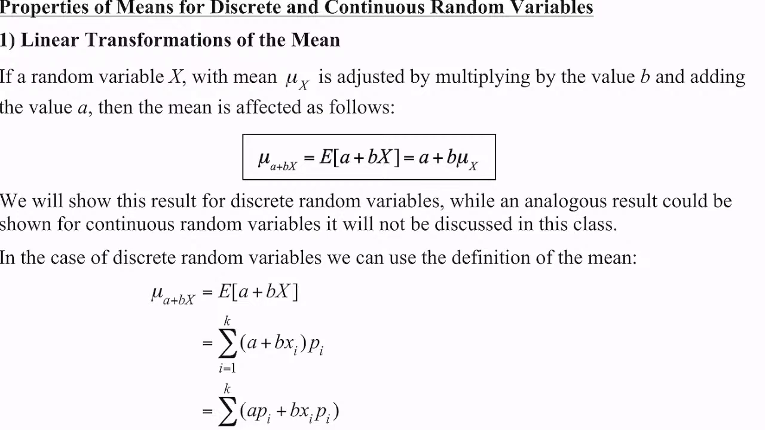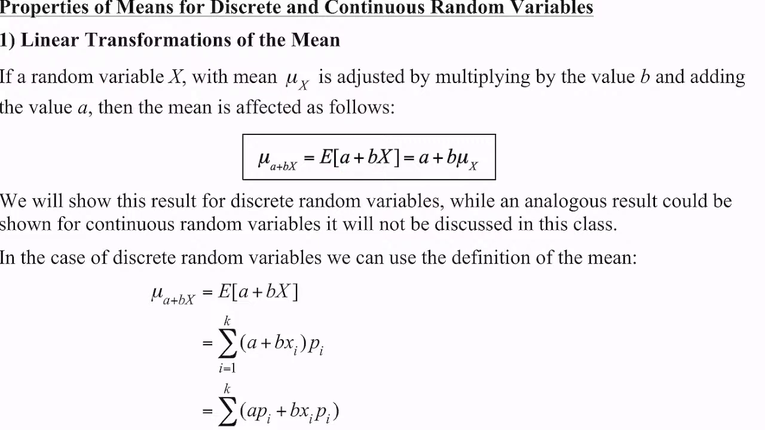If a random variable x with mean mu x is adjusted by multiplying by the value b and adding a value a, then the mean is affected as follows. This is called a linear transformation because this looks like a line, right? We multiply something and then we add. This is the slope and this is the y-intercept kind of thing.